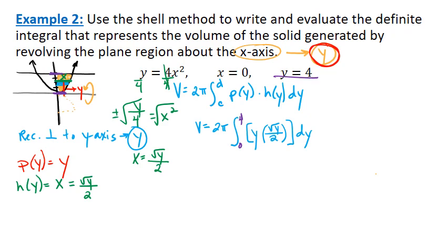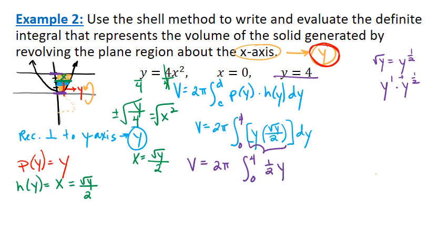So now I think it would be helpful to simplify our integrand here and proceed. So recall that the square root of y is the same thing as saying y to the 1/2 power. So here, if I have y times y to the 1/2, remember I can add these exponents. So my volume becomes the integral from 0 to 4 of 1/2 y to the 3/2 dy. It may be helpful to move that 1/2 to the outside. So pi times the integral of y to the 3/2 from 0 to 4.